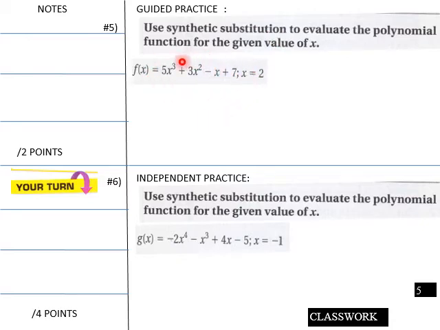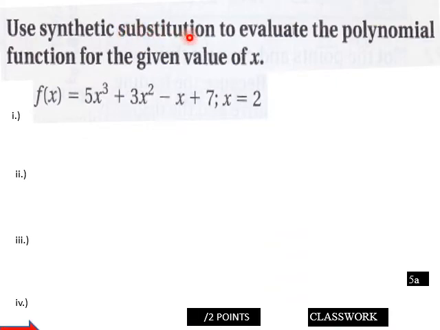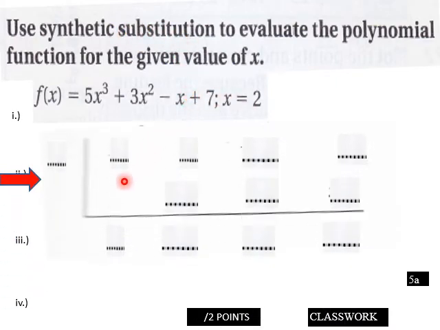Now, use synthetic substitution to evaluate this polynomial for the given value. Here, we're going to plug in 2 for x into this polynomial. Students, this is yours down here. Pay attention so you can do your practice. So we're going to use synthetic substitution here. We're going to plug in 2. So when x equals 2, that goes out here, and then 5 is our first coefficient, 3 is our second, negative 1 is our third, and then we have a constant here.